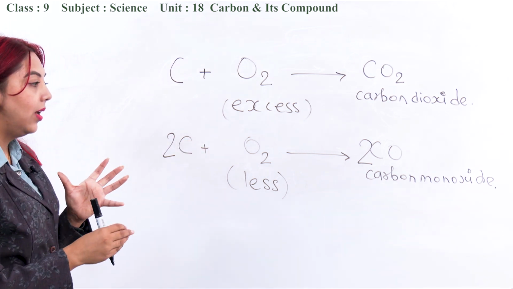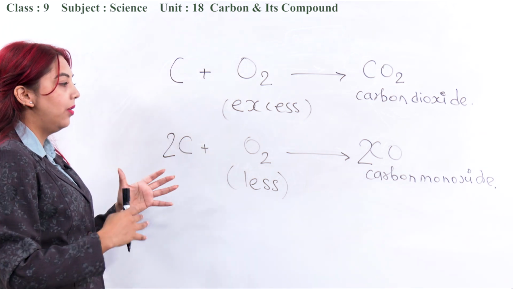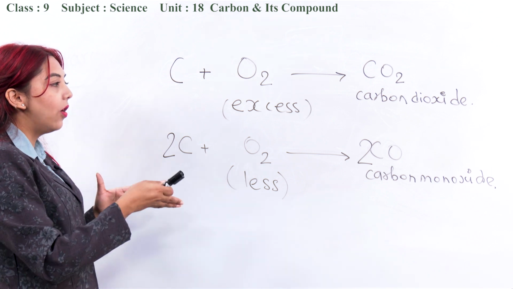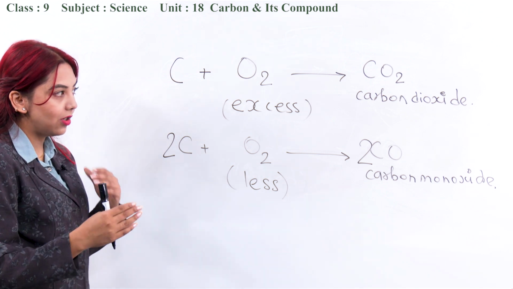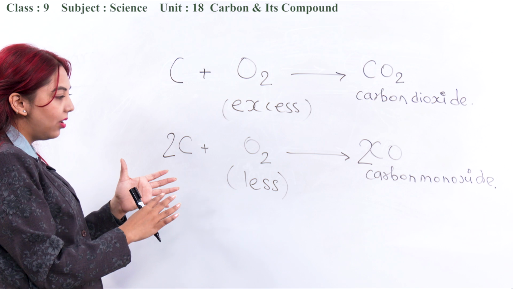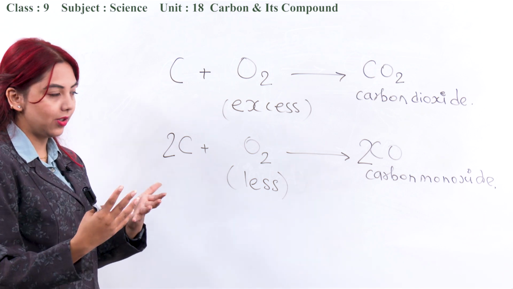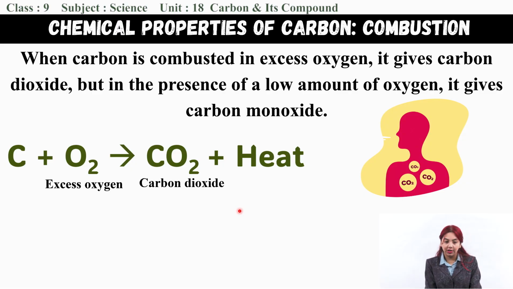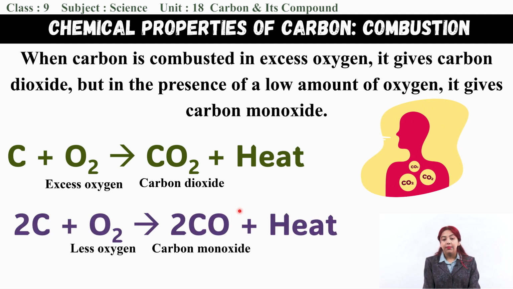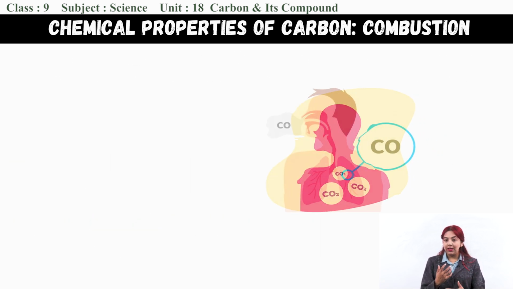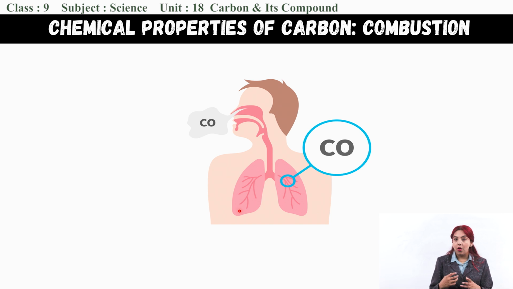So this is one chemical property of carbon, in which when carbon reacts with oxygen, when there is excess oxygen it forms carbon dioxide, but when there is limited oxygen it forms carbon monoxide. Carbon with excess oxygen gives carbon dioxide, but the same carbon, if there is less oxygen, gives us carbon monoxide. Now we also inhale carbon dioxide while breathing in little amounts, and it is not that injurious to health. But when we inhale carbon monoxide, what happens?